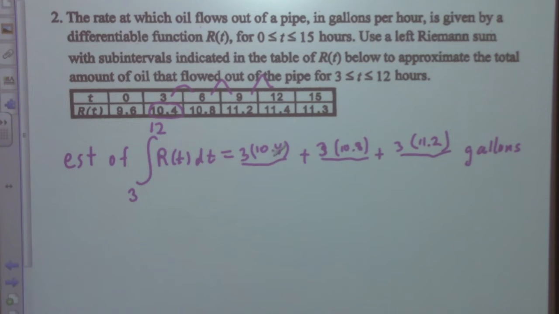Okay, and then do we have to do any more than this? No, we don't have to do anything more than this. That is good. We have fully answered the question, and we are good. Easy peasy lemon squeezy. Questions on this?